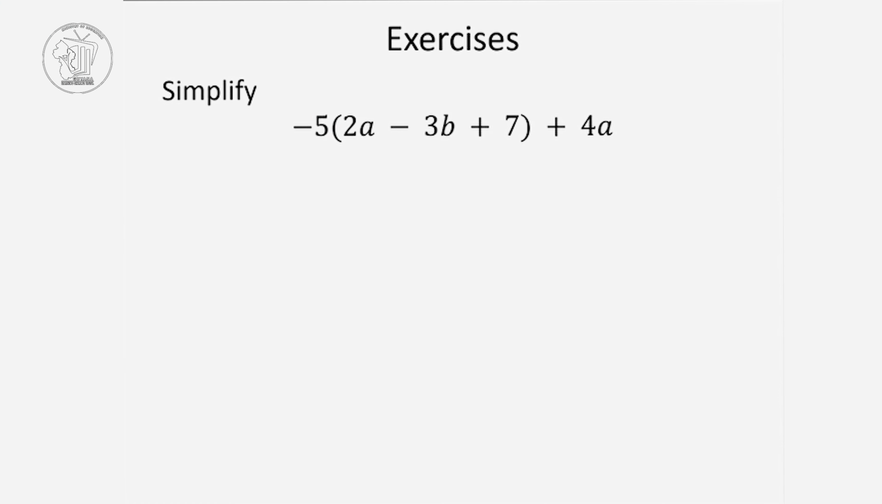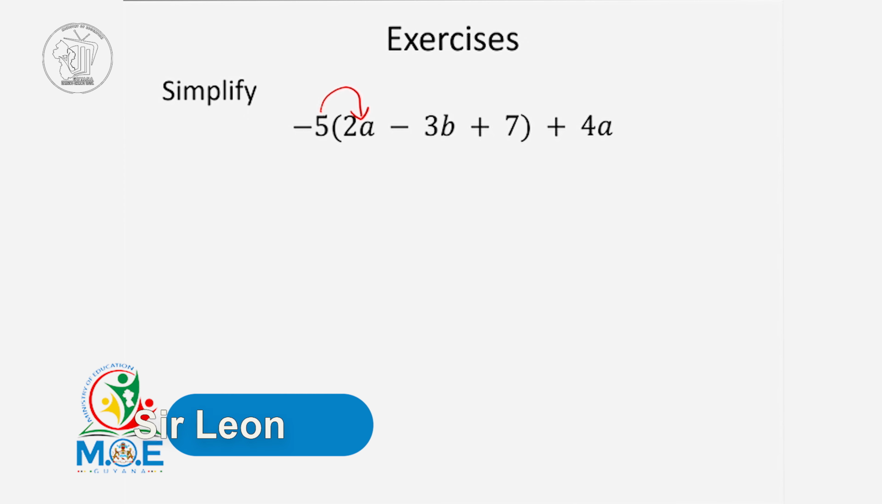So this will be negative 5 multiplied by 2a. So negative 5 times 2 will give me negative 10, and then bring back the a. Now we have negative 5 times negative 3b. So a negative times a negative would give me a positive. 5 times 3 would give me 15. I bring back the b.